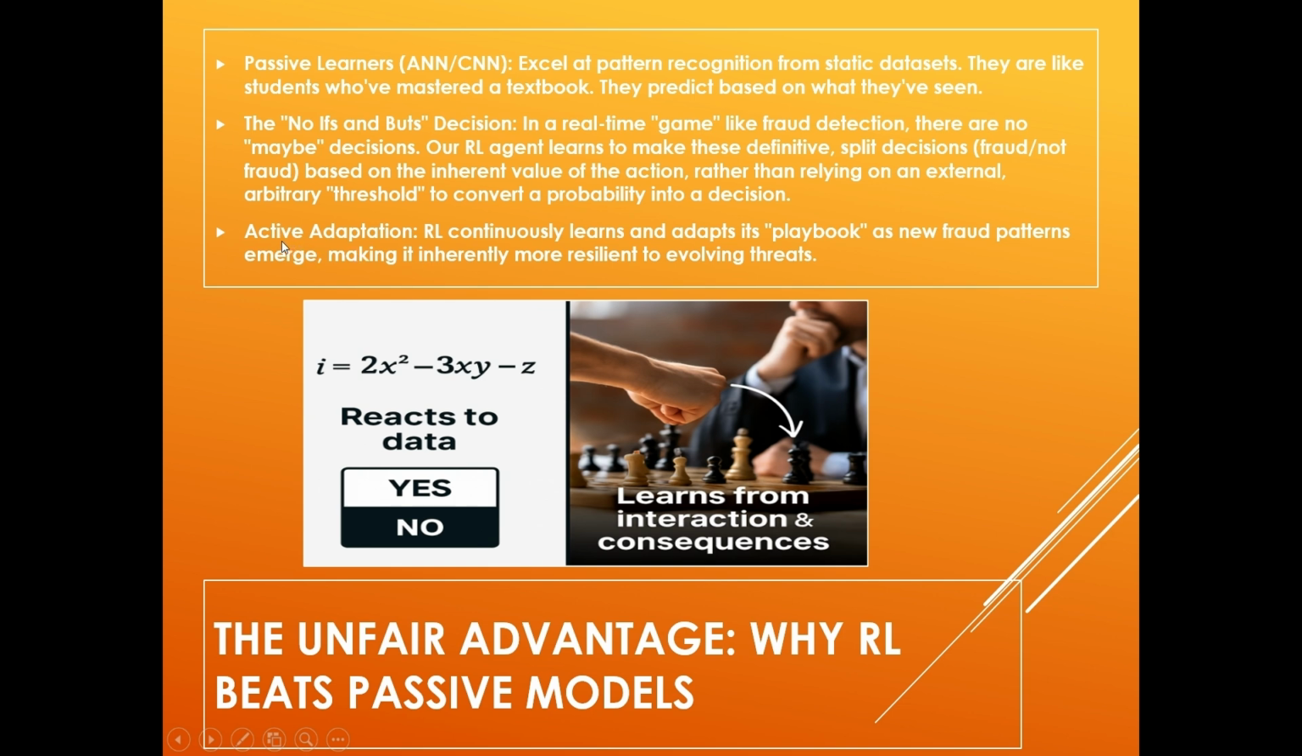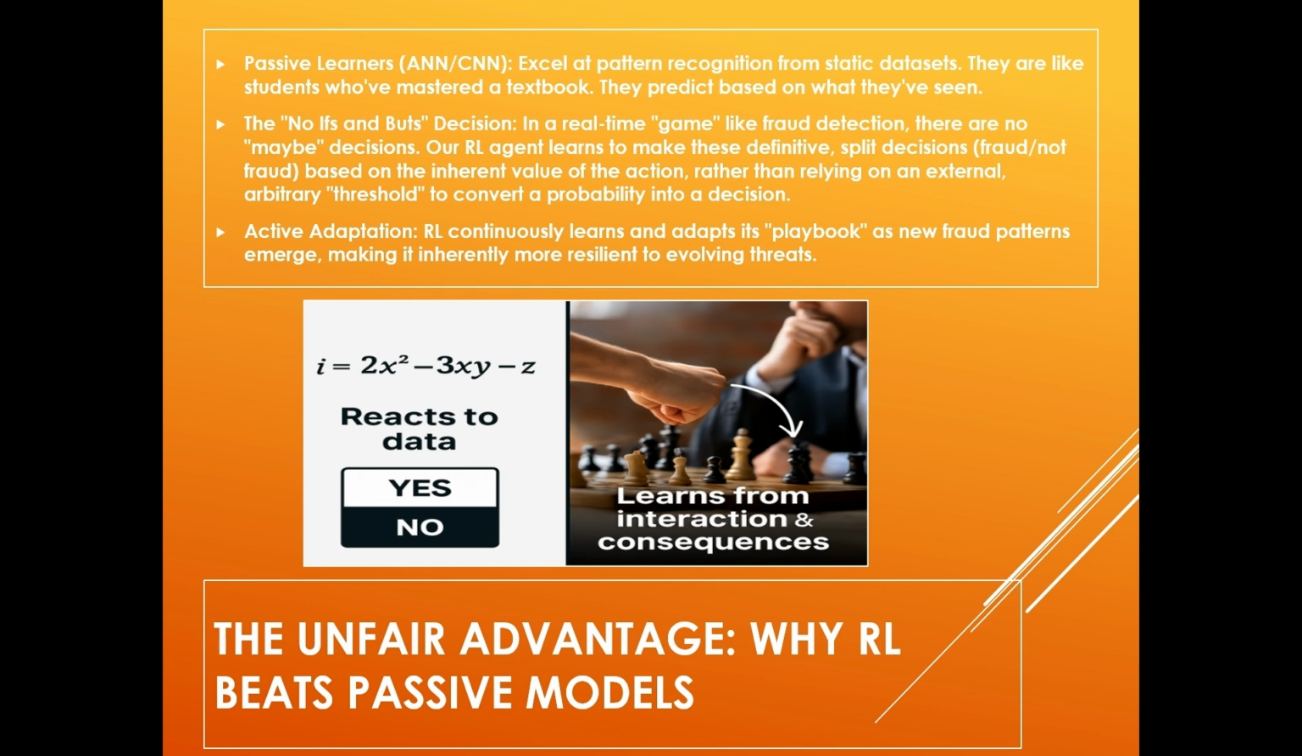So the last point is active adaptation. RL continuously learns and adapts its playbook as new fraud patterns emerge. I will show this in a practical way also, because this is the blended dataset that contains some previous fraud patterns plus some new fraud patterns. If we update the RL with these new fraud patterns, it will not forget the previous fraud patterns.